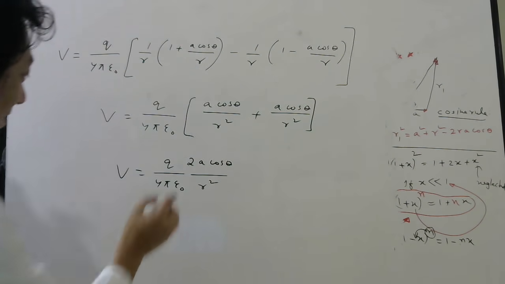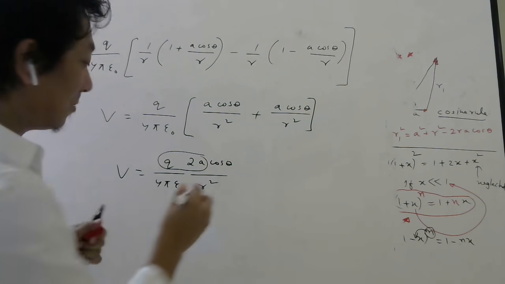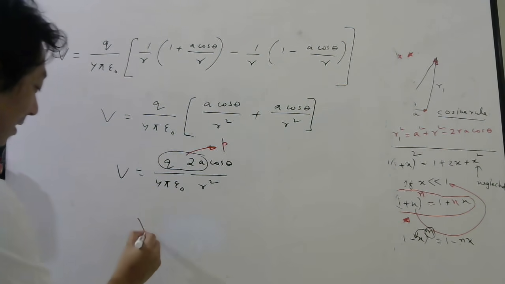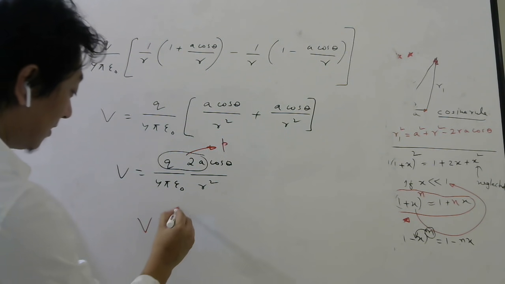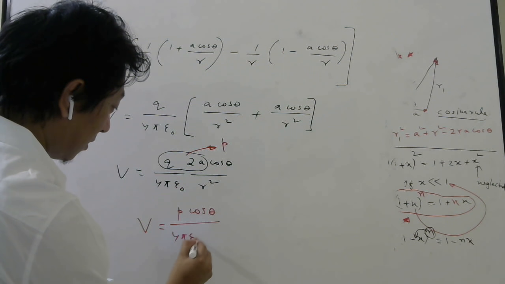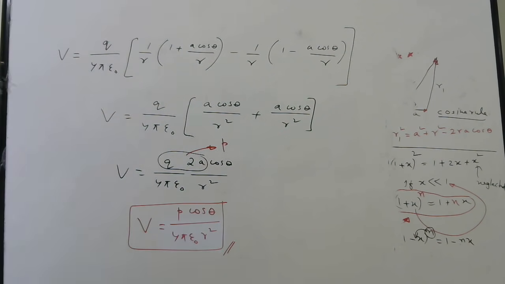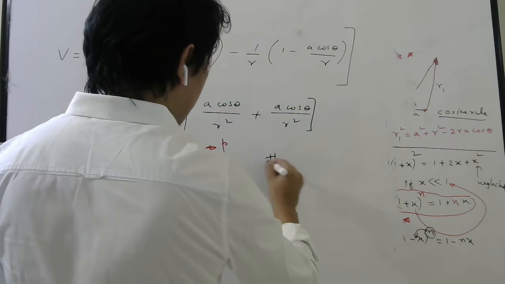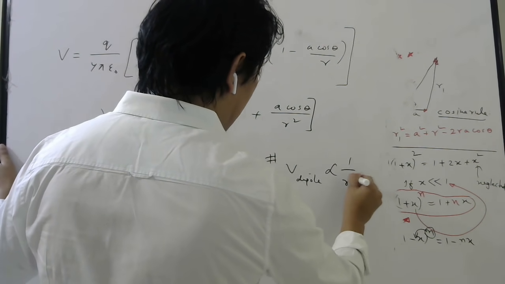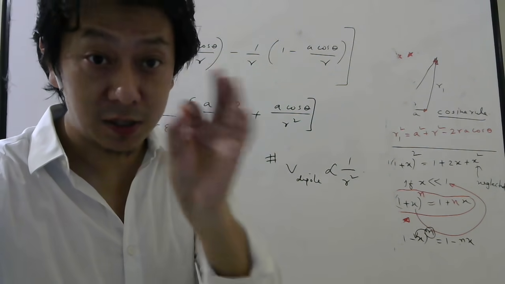Okay, now remember what is this? Q into 2A. What is this quantity called? Charge into distance between the two charges in a dipole is dipole moment. So finally the result is V at some angle theta is P cos theta by 4 pi epsilon naught R square. So very useful result. For your entrance exams, you should remember that potential due to dipole is inversely proportional to R square, not R. For point charge, it is 1 by R for single charge.